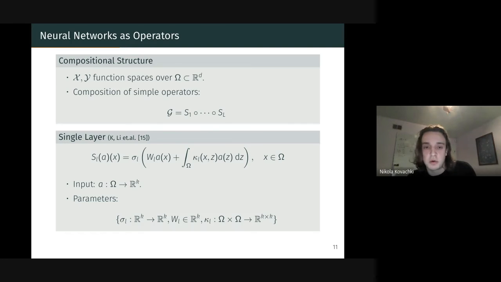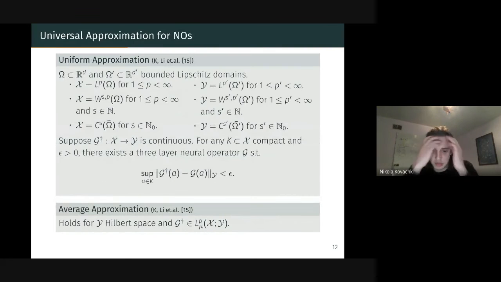Is this a universal approximator? And the answer is yes. So this will be a theme throughout. Almost everything is a universal approximation, but also almost everything incurs the curse of dimensionality. So we'll see that later.